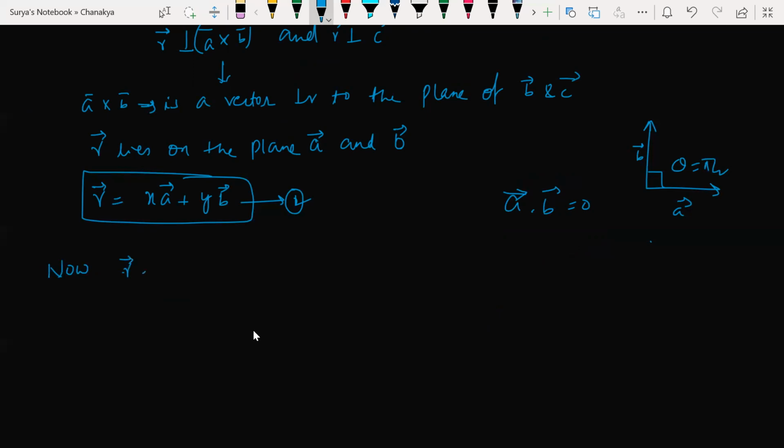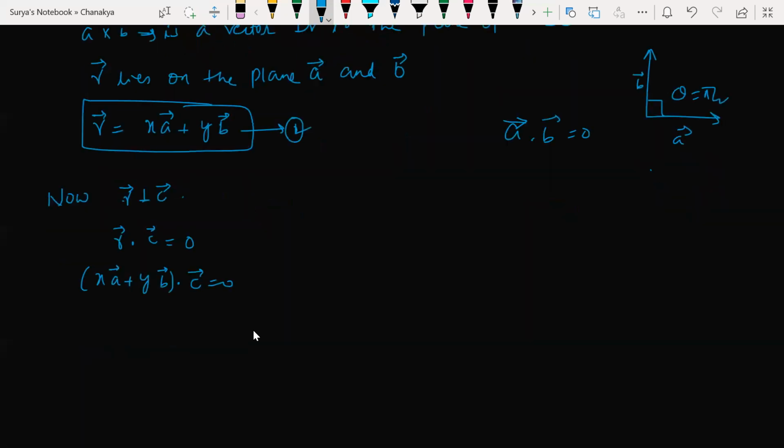R is perpendicular to C. So R dot C vector, they both are perpendicular, so the dot product is equal to 0. What is the R vector we got here? x A cap plus y B cap, dot C. What can I do here? Just simple multiplication: x into A vector dot C vector plus y into B vector dot C vector is equal to 0.